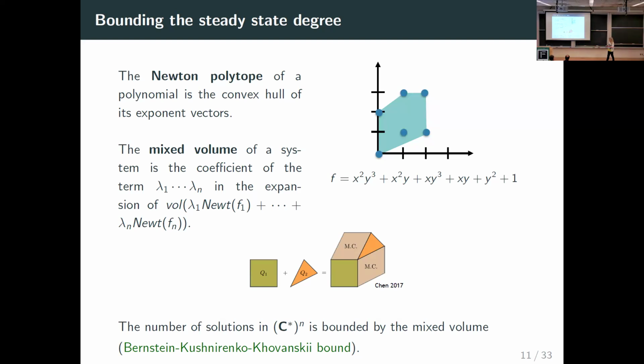And so now we can ask the question of, what are mixed volumes of chemical reaction networks? How do the combinatorics guide the mixed volume, and look at questions like that.